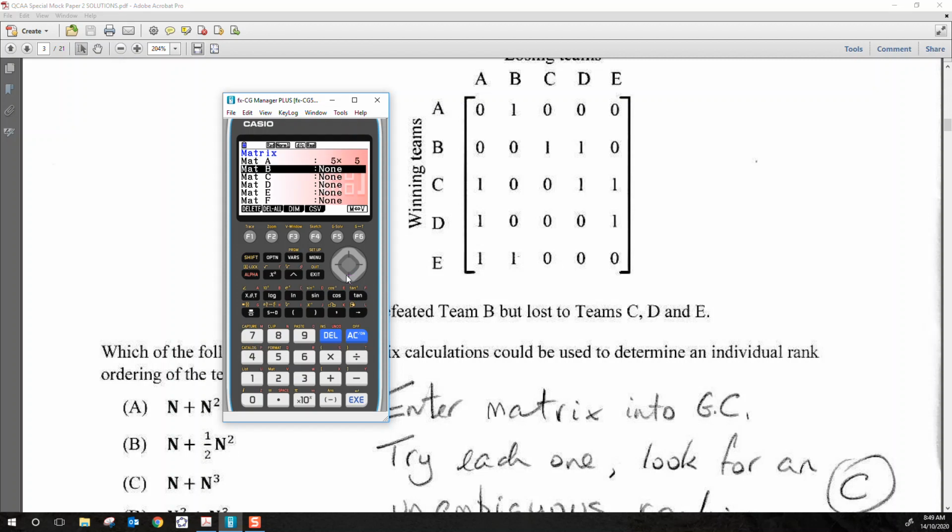Now, when we're doing these, I'm also going to dimension matrix B as a 5 by 1 matrix, and they're all going to be 1s. And this is a handy little trick that will help us in a minute. So let's just pop back over there.